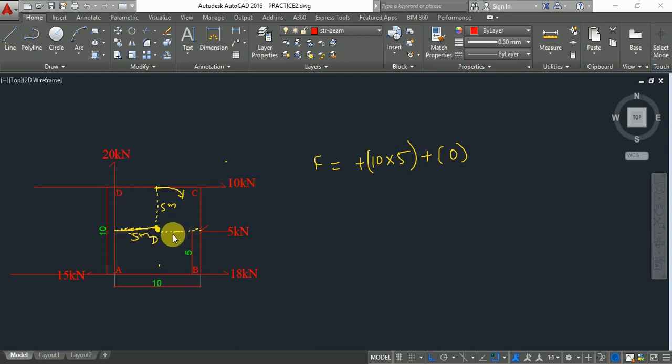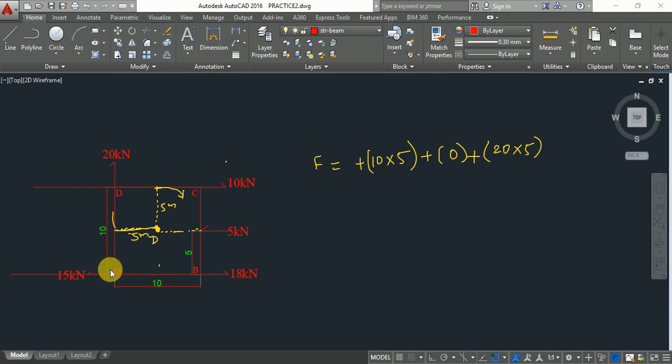If I fix this point, because of the application of the force, it starts to move and it will rotate like this. So what is the direction of rotation? The direction of rotation is clockwise. The force is rotating in a clockwise direction about the chosen point. So that's why I will take it as a positive moment. So plus 20 is the force, 5 is the perpendicular distance.